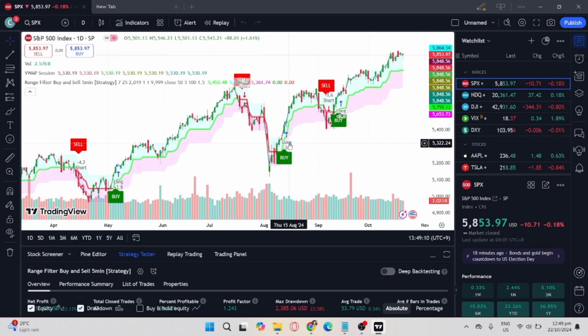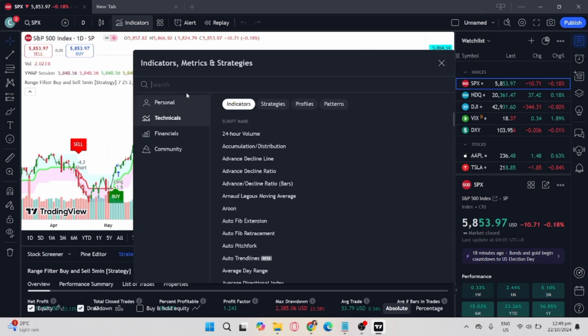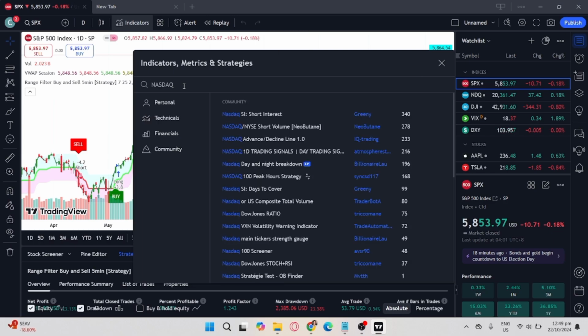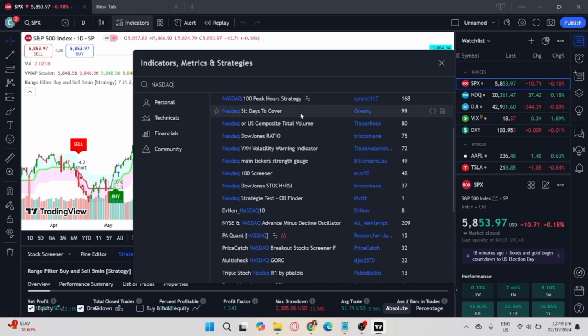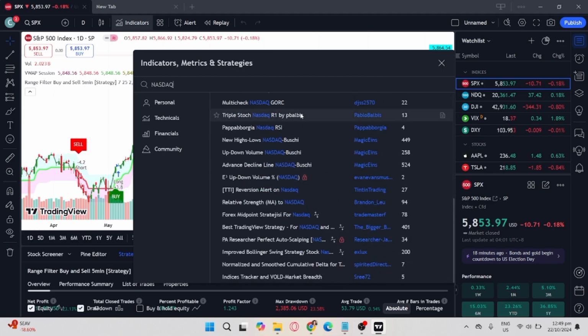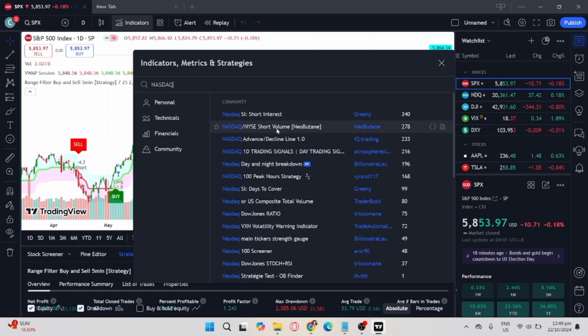In this video, I'm going to show you how to find NASDAQ in TradingView. Go to Indicators and search for NASDAQ. You'll be able to see here the NASDAQ SI short interest and the other NASDAQ market. It's up to you which stock you are going to buy in TradingView under the NASDAQ market.